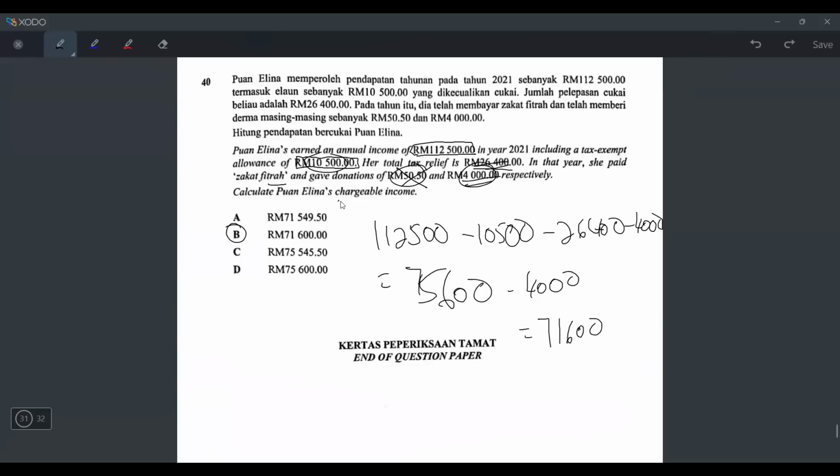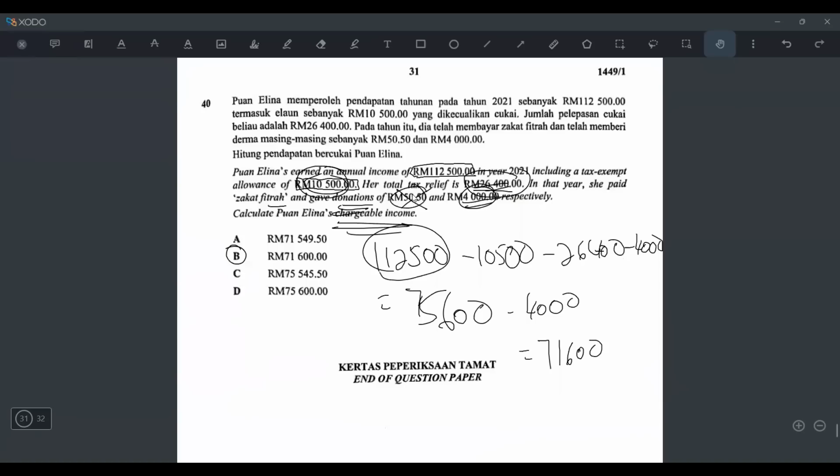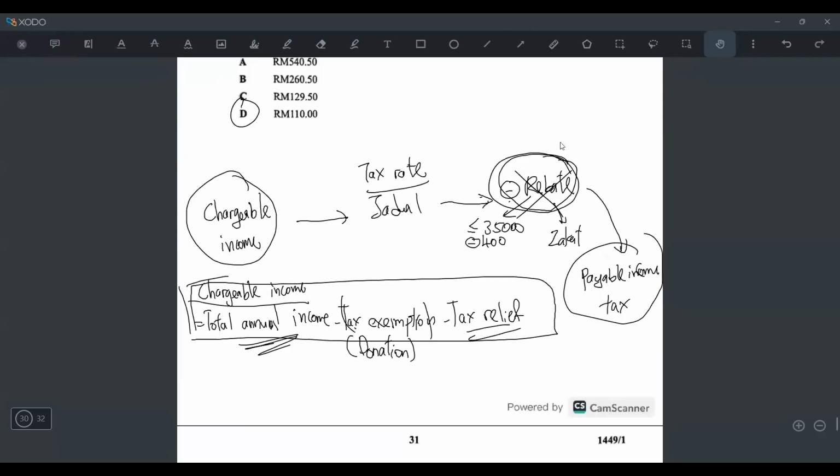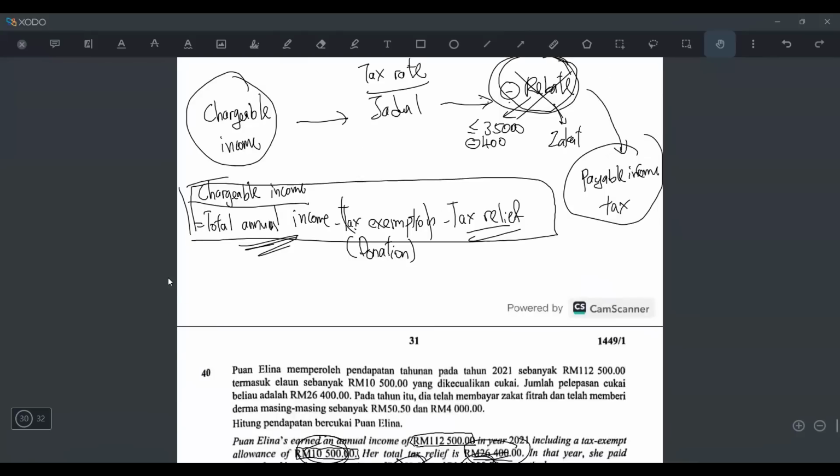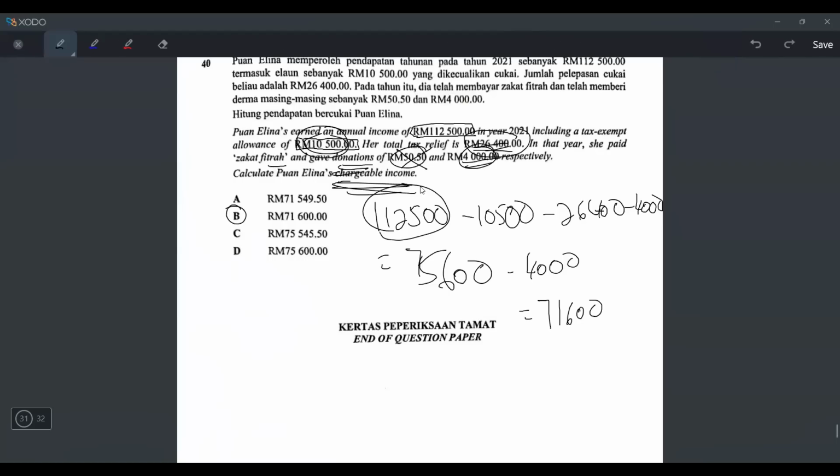That is why when they ask for chargeable income, you will just take the total annual income minus the tax exemption 1050 and minus the tax relief and also 4,000 because 4,000 is the donation. And donation, yeah, you have to minus because donation is considered tax exemption. And also the 50.5 no need to minus because that's the zakat. The zakat you will only minus when you're trying to find the cukai perlu dibayar, means the payable income tax. But the soalan never asked for that. The soalan only asked for chargeable income. So this is the answer. All right. So number 40, the answer is B. Right. So that's all.